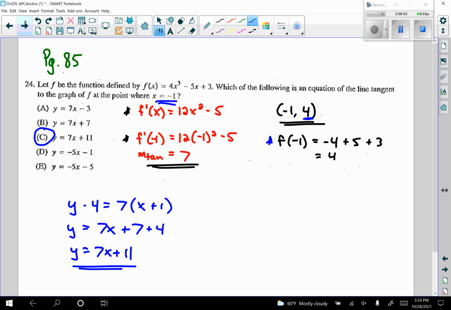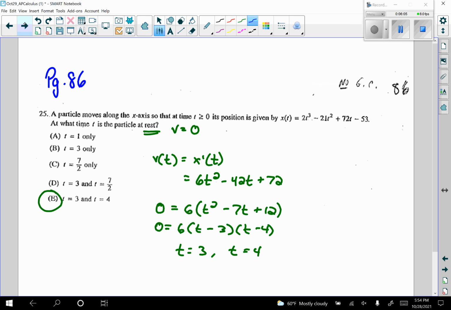Okay, let's take a look at our last one. Another particle problem. Here we're given x of t for the position function. We want to know at what time t is a particle at rest. Well, that's when our velocity is equal to 0. What's important here is to understand that relationship, that we just have to take the first derivative of the position function. And then we want to set it equal to 0 and solve. So we do so by factoring out a 6 and then factoring the trinomial that's left. And that's how we get that t is equal to 3 and 4.